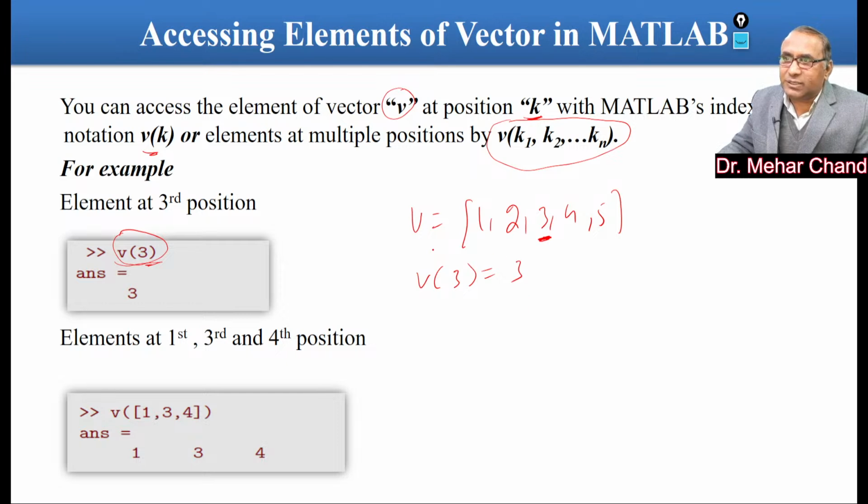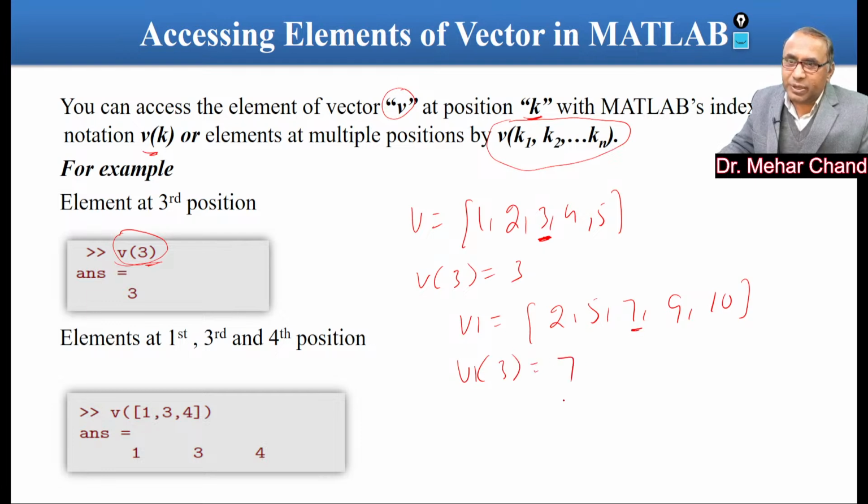I have to change this vector. See one more example. v1 is equal to, if we have 2, 5, 7, 9 and 10. Okay, and if I want to extract the third element, and the third element is 7, so this element will be returned at this place. See in the MATLAB also.